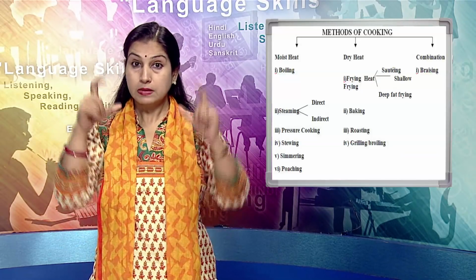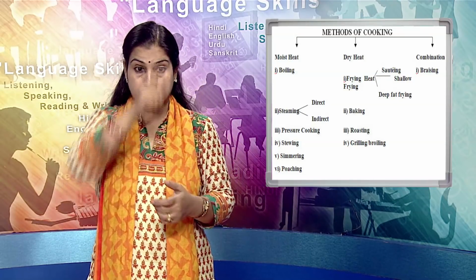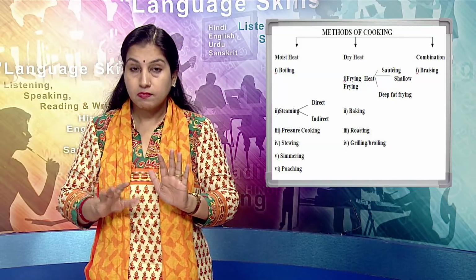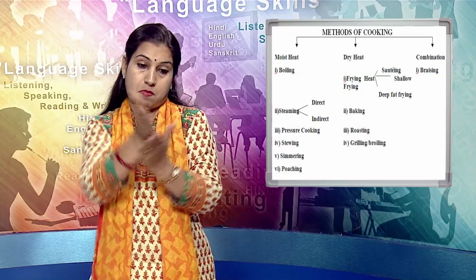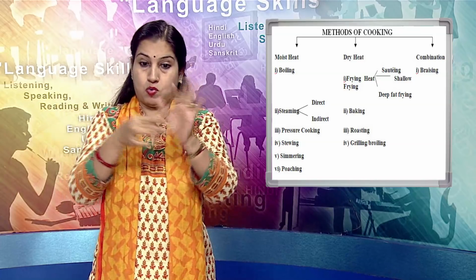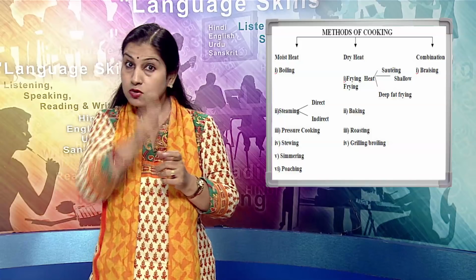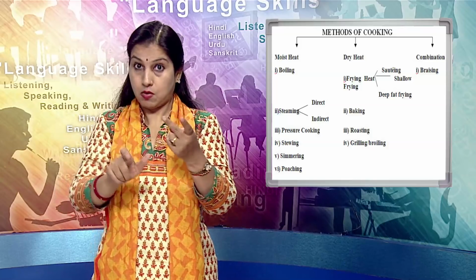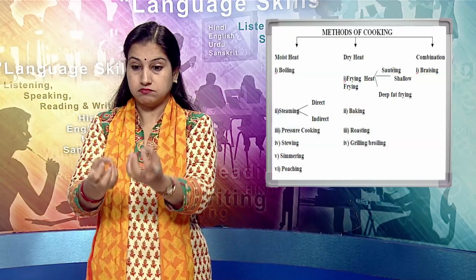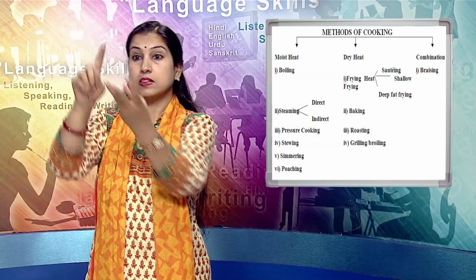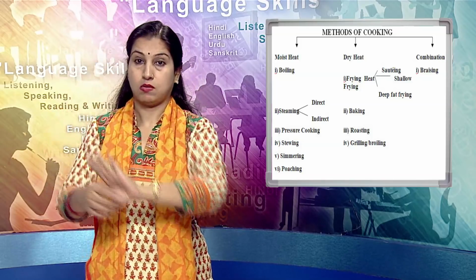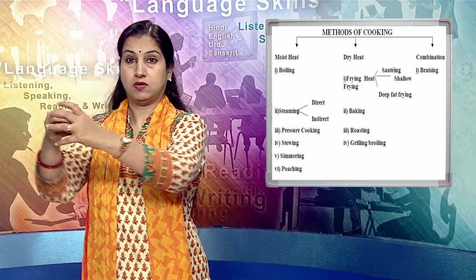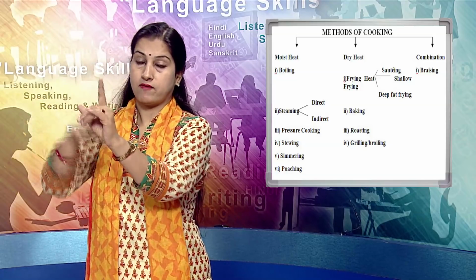Here you can see a diagram of methods of cooking. Mainly, 3 methods are explained in this diagram. The first column is of moist heat. The second column is of dry heat. And the third is the combination. This is a mixture of the first 2, that is moist heat and dry heat together combined.